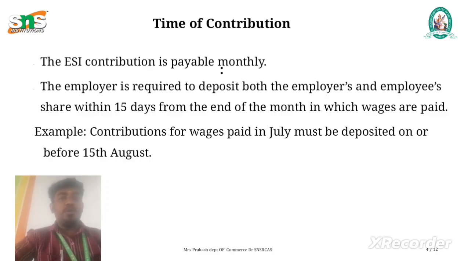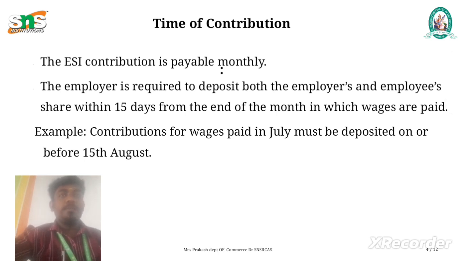Time of contribution. ESI contribution is payable monthly. The employer is required to deposit both the employer's and the employees' share within 15 days from the end of the month in which wages are paid. For example, contributions for wages paid in July must be deposited on or before 15th August.